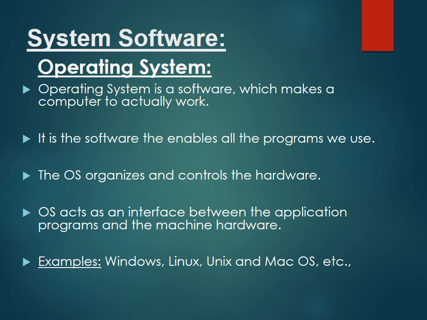System software. Operating system. An operating system is software which makes a computer actually work. It is the software that enables all the programs we use. The OS organizes and controls the hardware. The OS acts as an interface between the application programs and the machine hardware. Examples: Windows, Linux, Unix, and Mac OS.